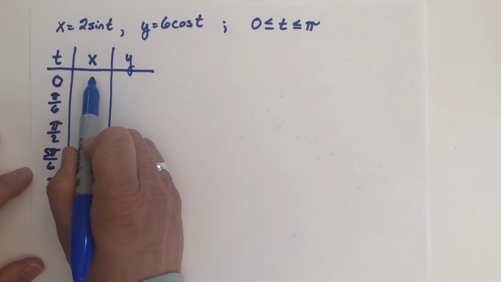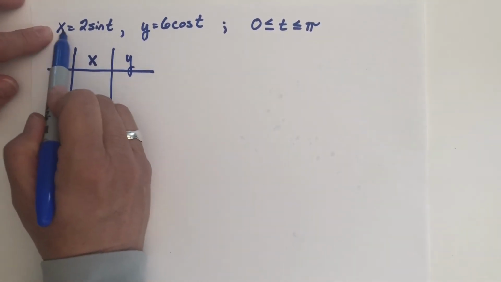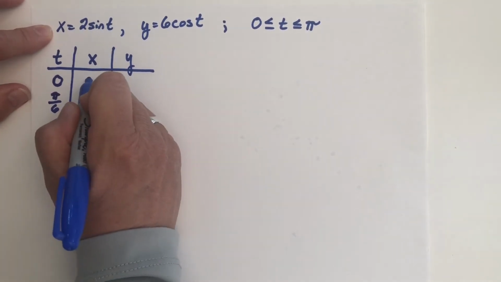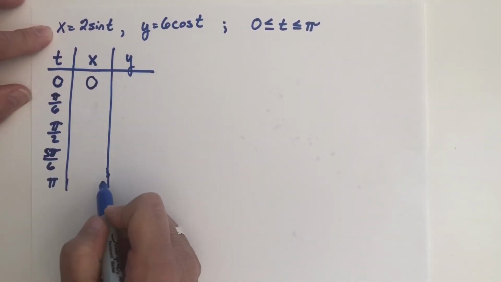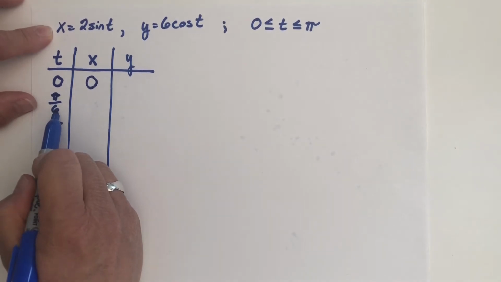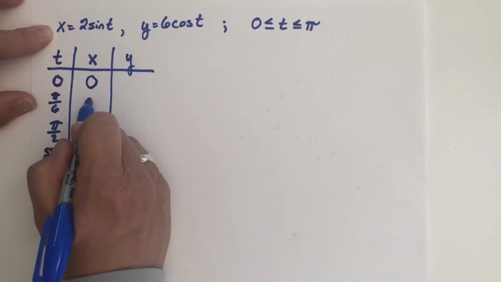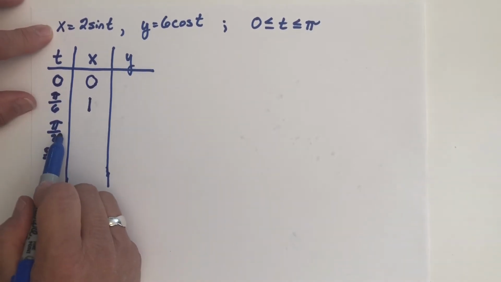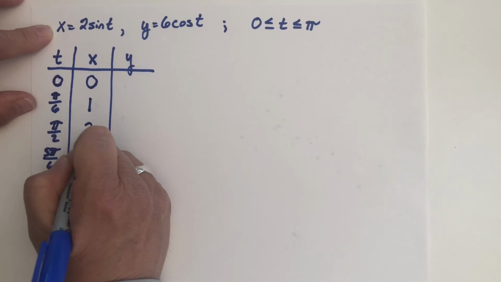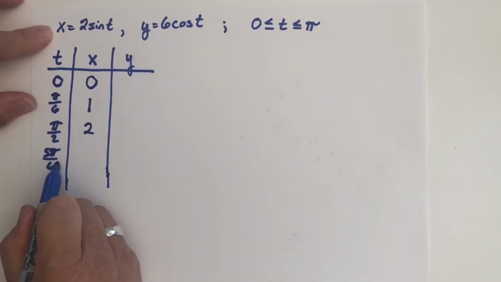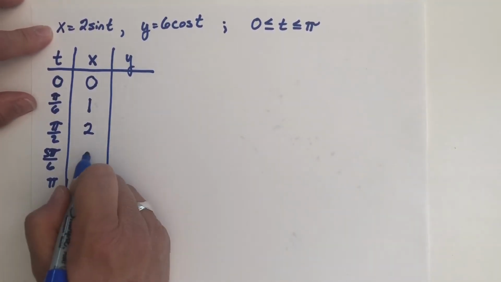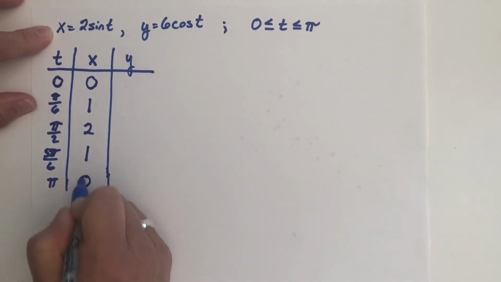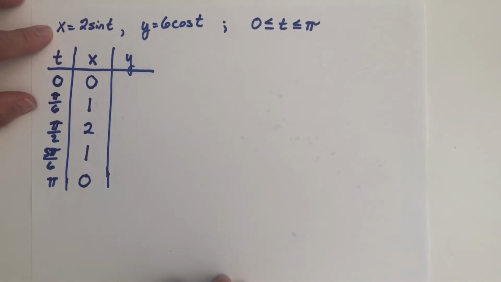So substituting 0 in to this equation, we know the sine of 0 is 0, so 2 times 0 is 0. We know the sine of pi over 6 is a half times 2 is 1. We know the sine of pi over 2 is 1, 1 times 2 is 2. Sine of 5 pi over 6 is 1/2 times 2 is 1. And the sine of pi is 0, and 0 times 2 is 0. So those are our values for x.